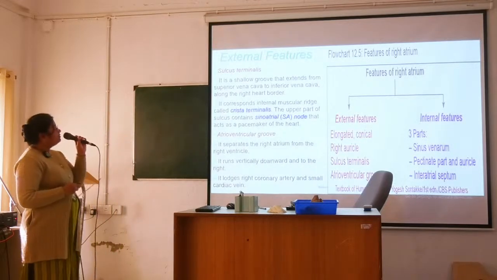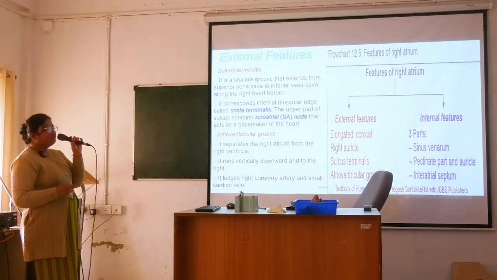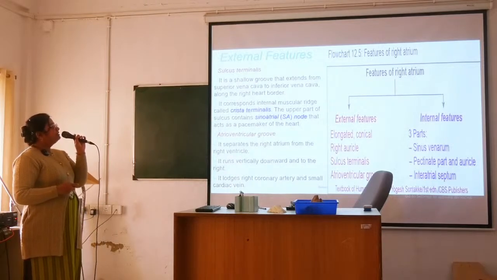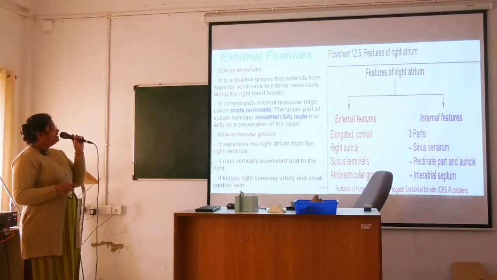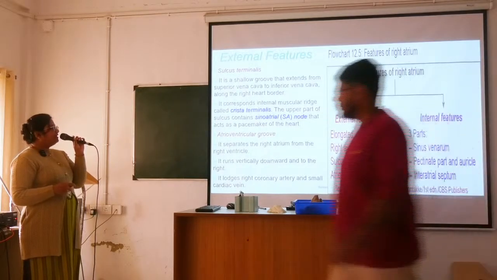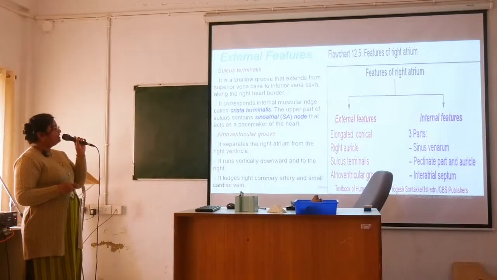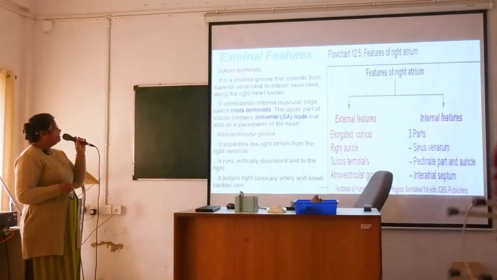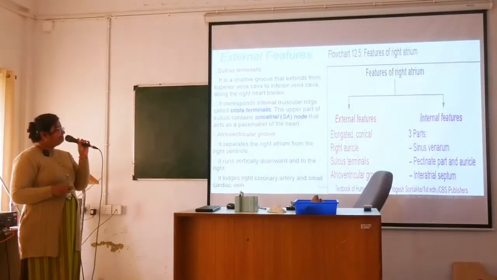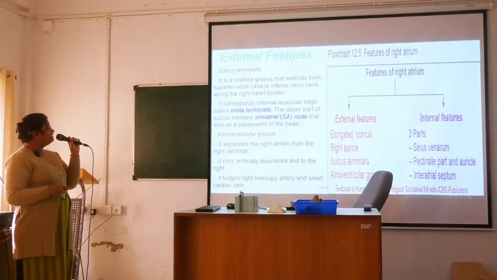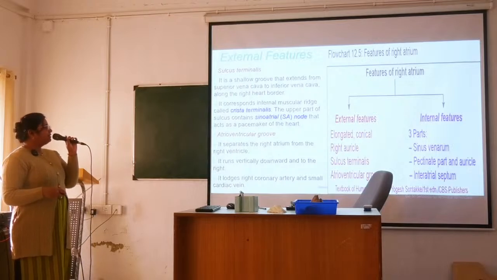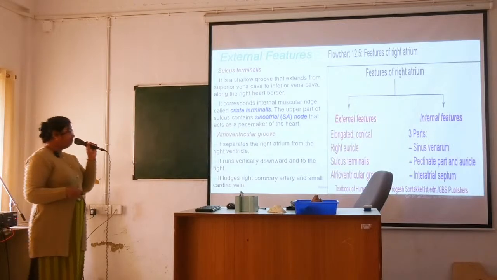Now, sulcus terminalis. What is the sulcus terminalis? This is an important feature. It is a shallow groove that extends from the superior vena cava to the inferior vena cava along the right heart border, and it corresponds to an internal muscular ridge called the crista terminalis. The upper part of the sulcus contains the SA node, which acts as the pacemaker of the heart. Now, the atrioventricular groove separates the right atrium from the right ventricle, runs vertically downward and to the right, and lodges the right coronary artery and the small cardiac vein.